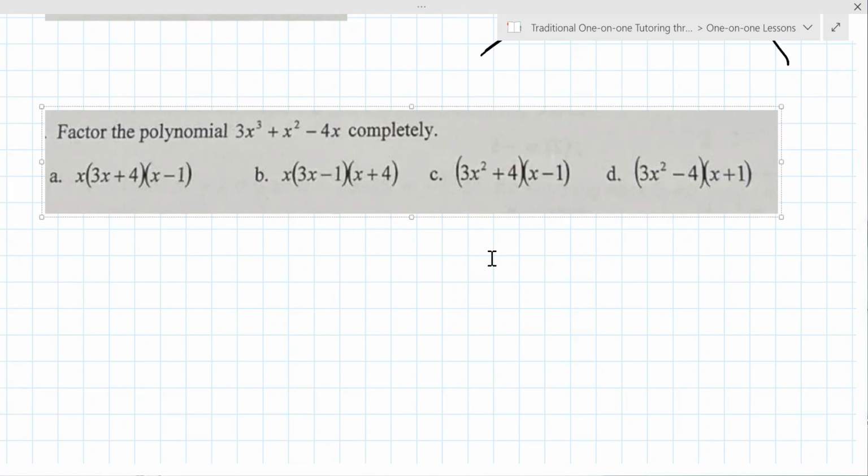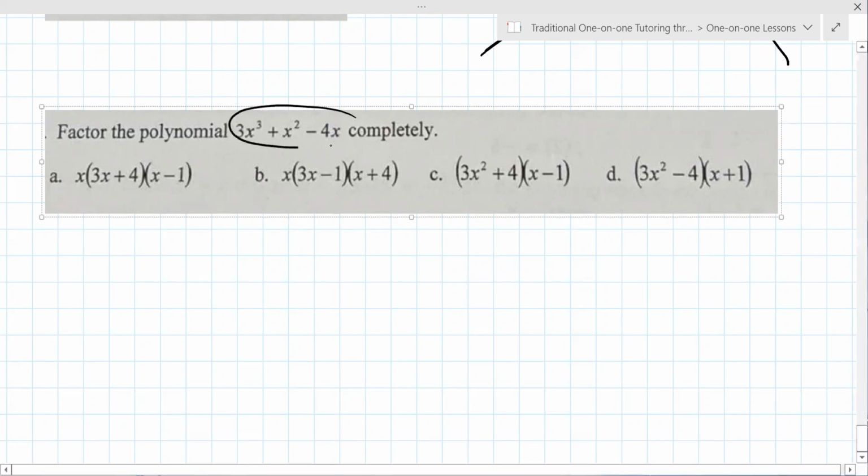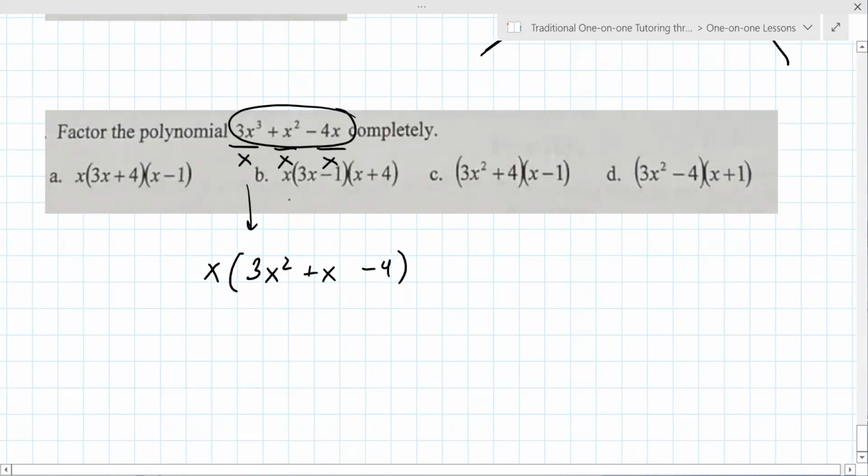Factor the polynomial here. So what you look at is what's the same in all three, and x is the same in all three. So that's x times 3x squared plus x minus 4. Again, you divide out what is common to get the new terms.